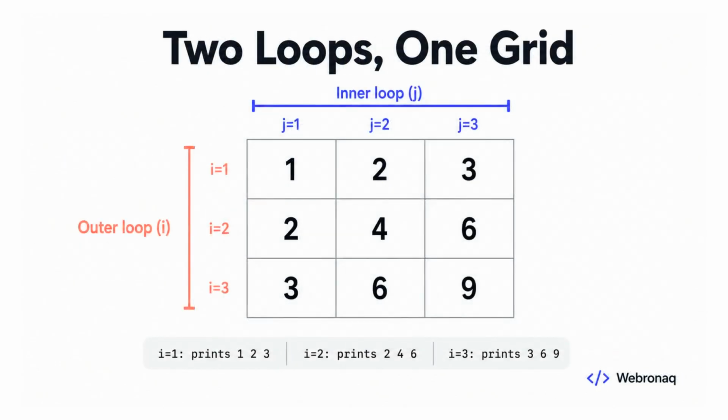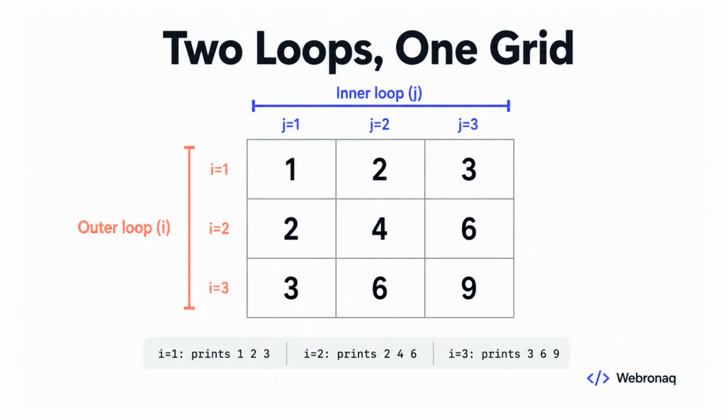Here is the interesting part. Picture the output as a grid. The outer loop, i, moves you down the rows. Each new value of i starts a fresh row. The inner loop, j, moves you across the columns. Each new value of j fills in the next cell. When i equals 1, j sweeps across all 3 columns, printing 1, 2, and 3.